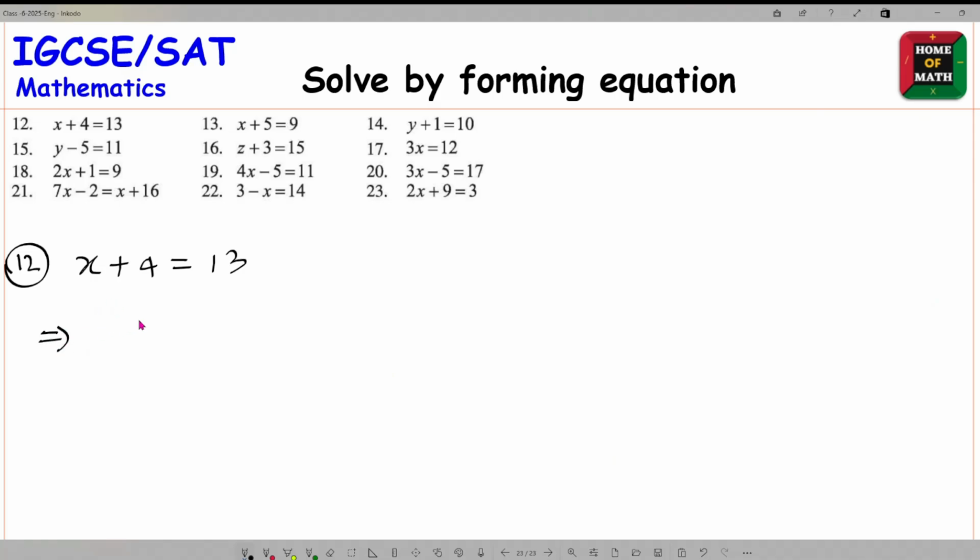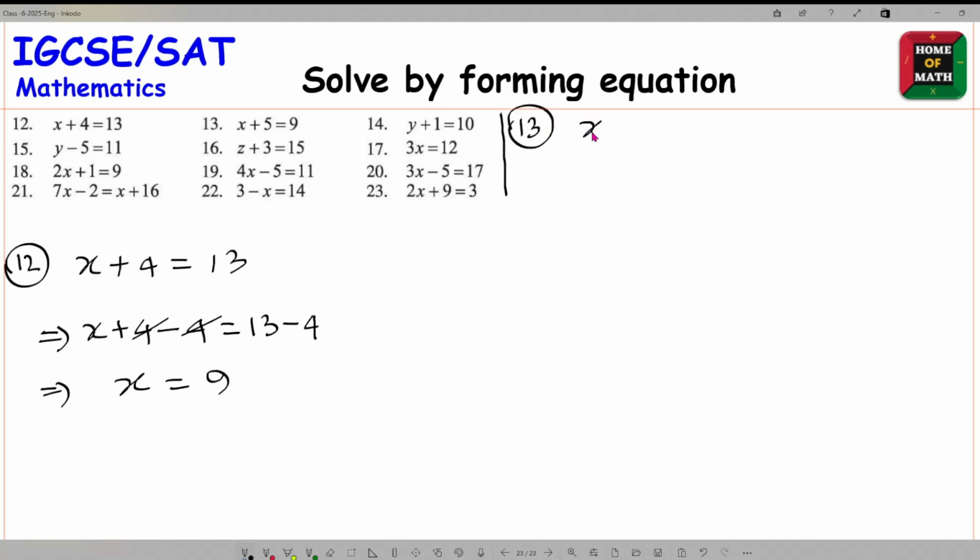In this case we have to subtract 4 from both sides. x plus 4 minus 4 equals 13 minus 4. Okay, now plus 4 and minus 4 cancel out, so x equals 13 minus 4, which is 9.